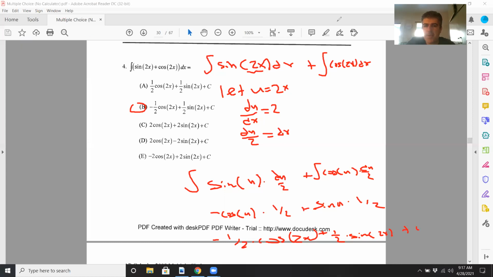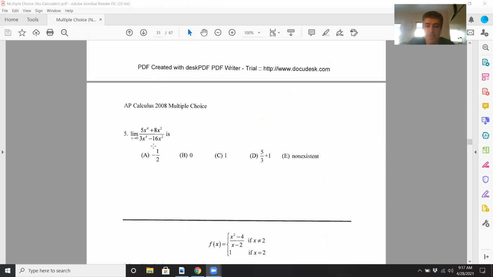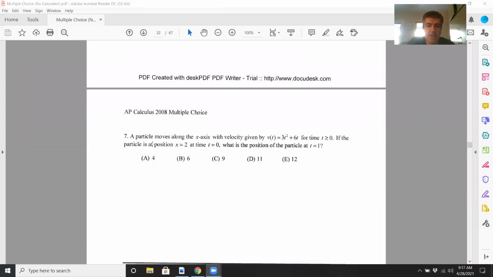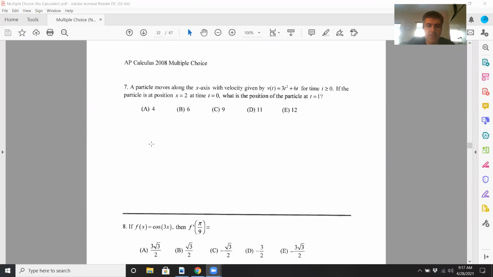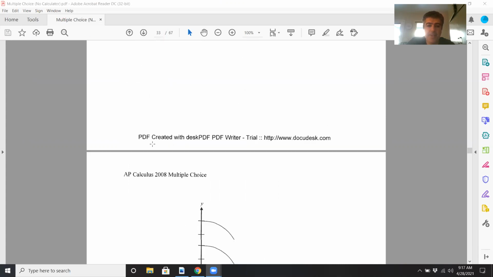So that's what I'm saying. These are very predictable. They're not terribly hard problems. Just gotta remember it's more conceptual than anything else. So you can see we have some limit problems. We got continuity. We've got more derivatives. We got something with linear motion.